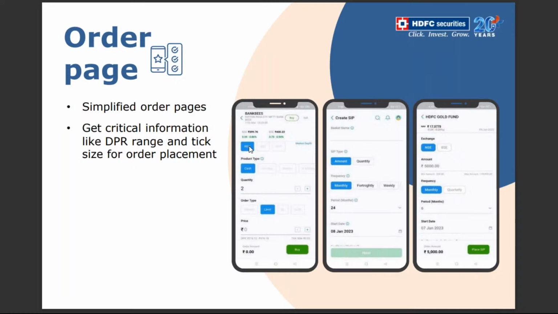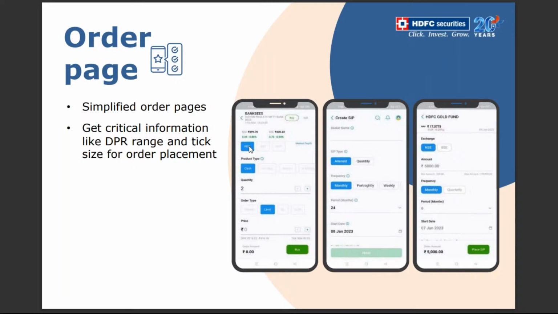So everything can be done under the order page, so that it will be easy for you to see the back end of the process, like whether it is executed or not, or if you want to modify or cancel, you can modify the orders also. That will be easier for customers for the modification and cancelling of orders. So this is the page where you can get the live prices also.